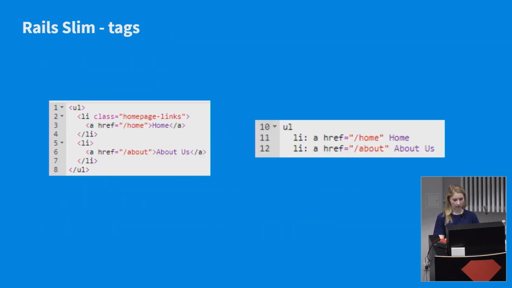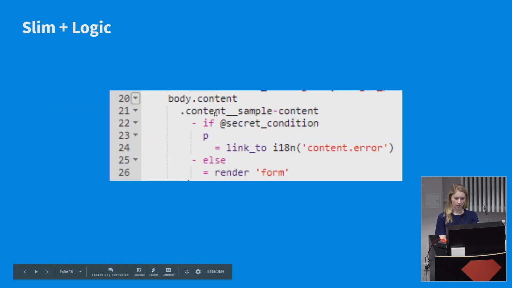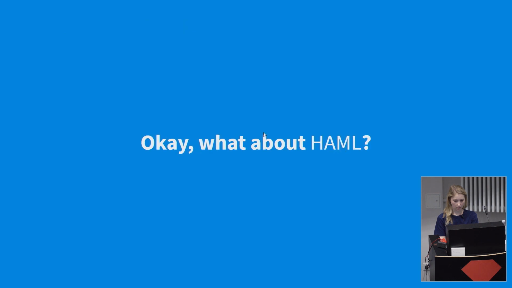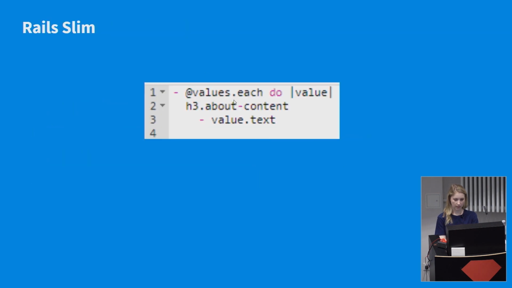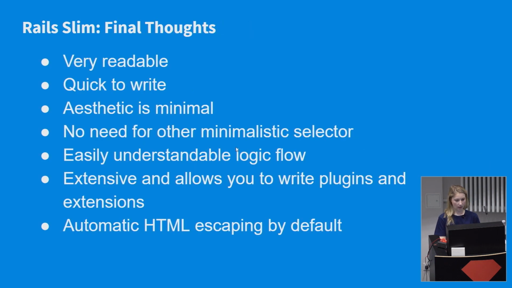So like we saw in the previous one, not that one, this one, I know what's happening here. It's very easy. You can follow this flow. OK, we're in the body, we're in the content, and then we can go to the other thing. It's very easy to read because it flows. And it's extensible, and you can actually write plugins and extensions for it. And it has automatic HTML escaping by default. So it's very scalable, very wonderful.